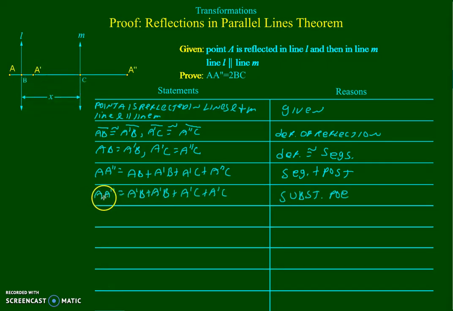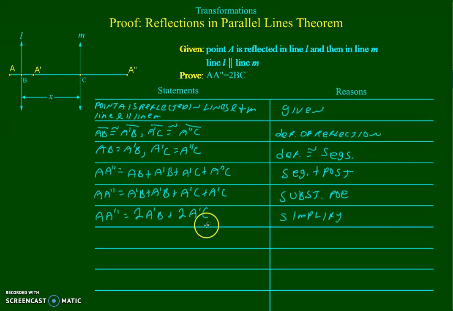Now here we have A double prime, all in terms of segments A prime B and A prime C that make up BC. And as we can see, there's A prime B and A prime B, so there's 2 of these and 2 of these. So we can simplify this expression by saying that A double prime equals 2 A prime B plus 2 A prime C. That's going to be our next statement.